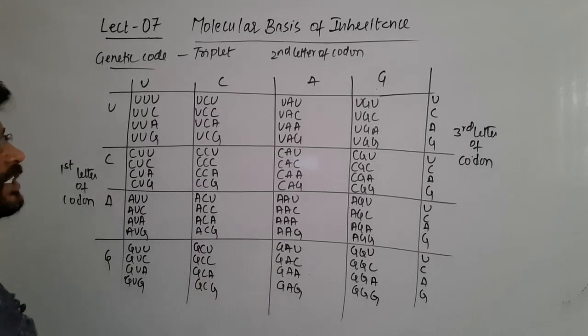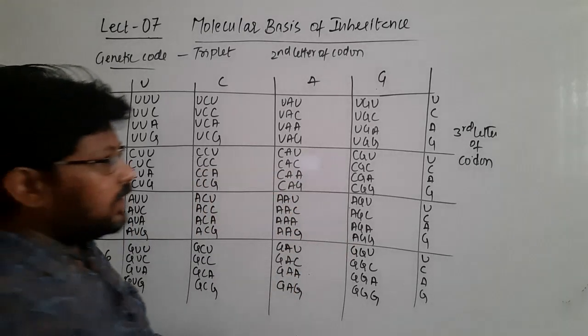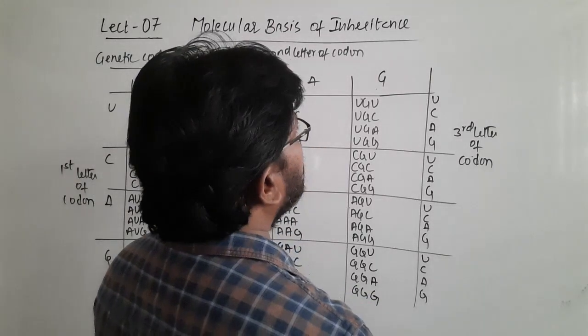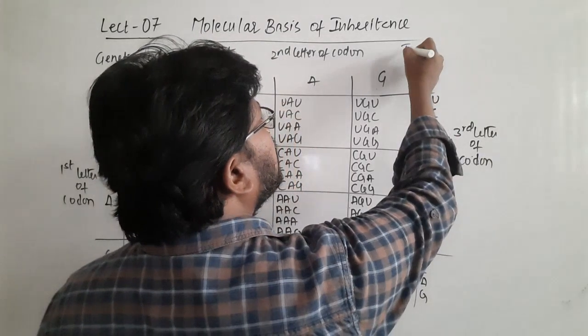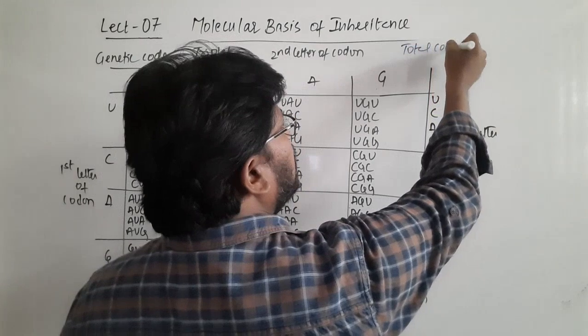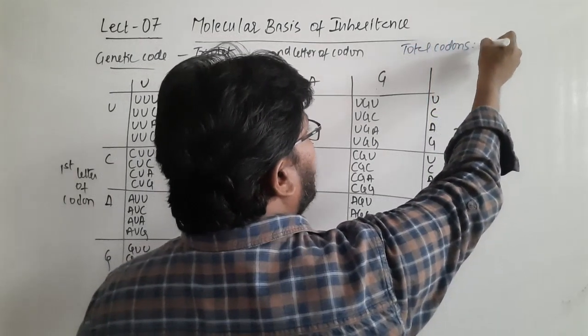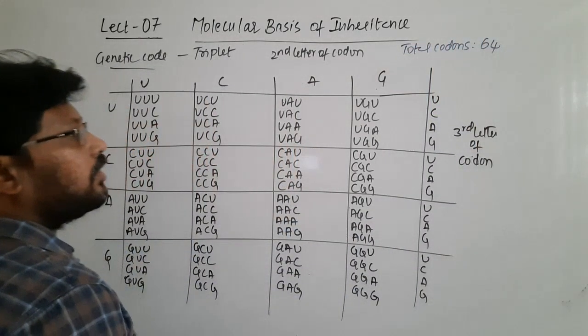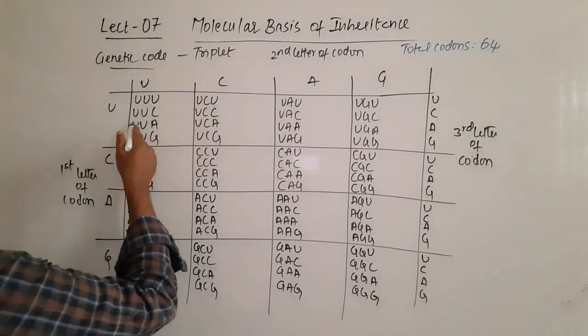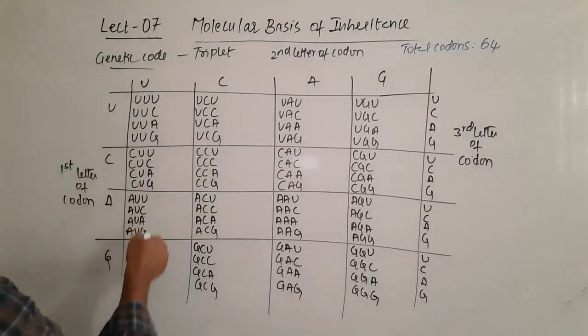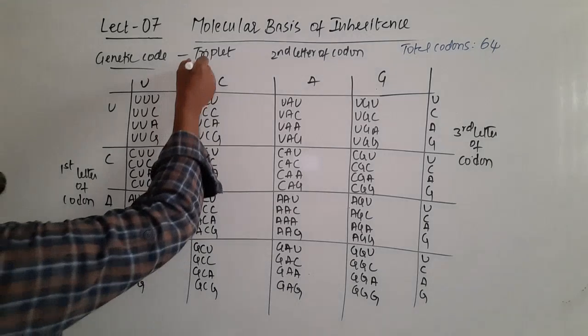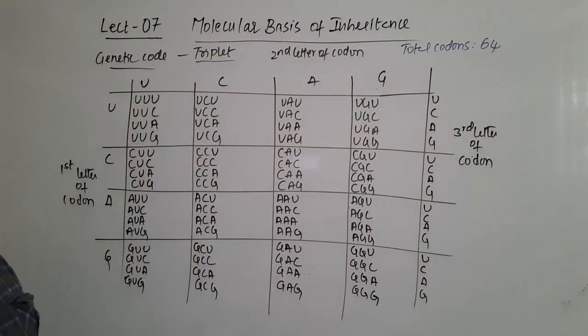right? So I finished the table. We can see that we have obtained 64 codons. So the total codons we obtained are 64. So you can see here, right, each codon has 3 nitrogen bases. That is the reason why I mentioned it as a triplet codon.